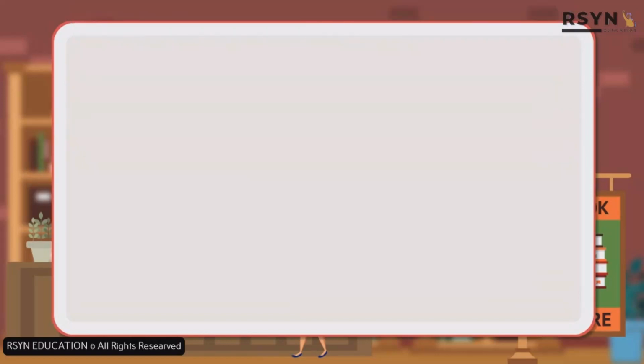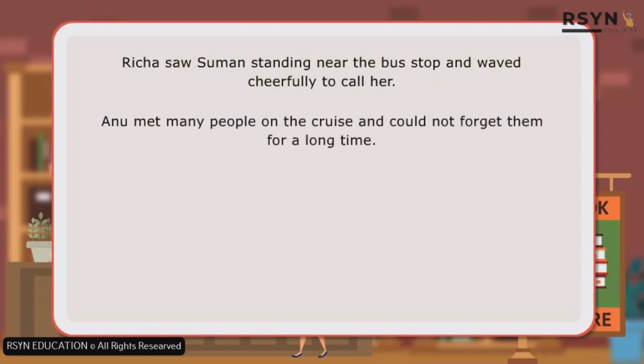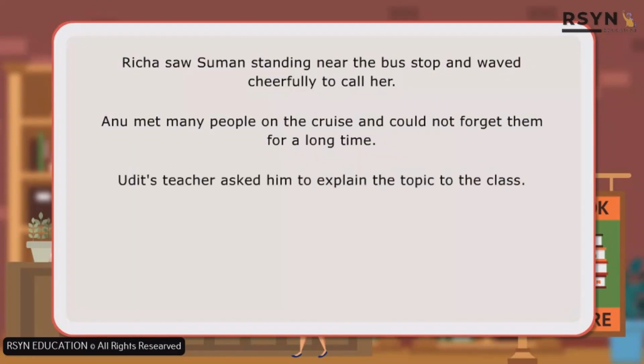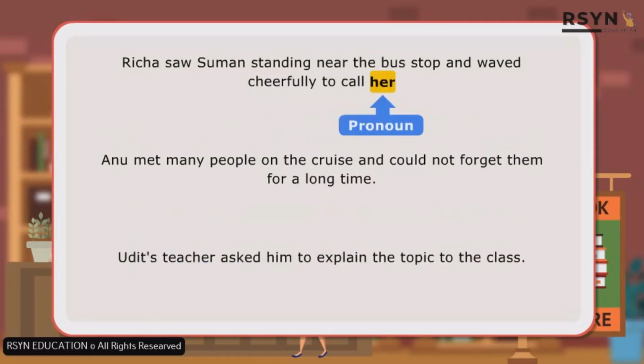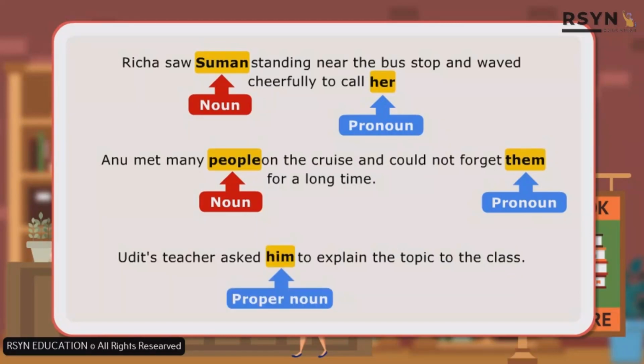Let us look at a few sentences. Richa saw Suman standing near the bus stop and waved cheerfully to call her. Anu met many people on the cruise and could not forget them for a long time. Udit's teacher asked him to explain the topic to the class. In the first sentence, her is a pronoun as it is used in the place of the noun Suman. In the next sentence, them is a pronoun as it is used in the place of the noun people. In the third sentence, him is a pronoun as it is used in the place of the noun Udit.